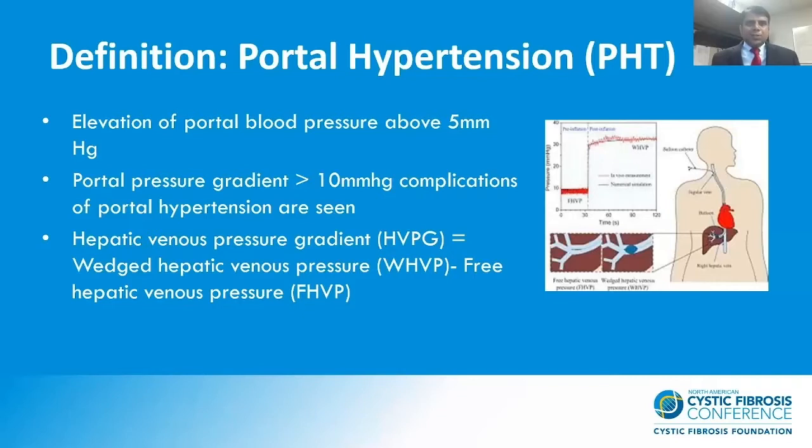As you can see here in the cartoon on the right, a balloon catheter is introduced through the jugular vein into the vena cava, the heart, which comes out through the hepatic veins. The pressure measurement, which is made with the balloon occluded in hepatic vein, is called wedge hepatic venous pressure, and the pressure measurement with balloon uninflated is called free hepatic venous pressure. Hepatic venous pressure gradient, which is HVPG, is the difference of wedge hepatic venous pressure and free hepatic venous pressure.